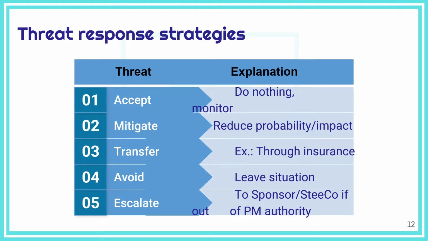So for a threat, you can either accept the threat without doing anything, just monitoring it, or you can decide to mitigate, try to take measures to reduce either the probability or the impact or both, and we gave a few examples. You can also transfer the risk, for example by buying insurance, so the other party would assume responsibility for the impact of the threat, or you can decide to avoid the threat, for example change the plan totally. This is called the leave situation, or change the plan. And in case the threat is out of your authority as a project manager or project team, then you can escalate to the sponsor and steering committee.